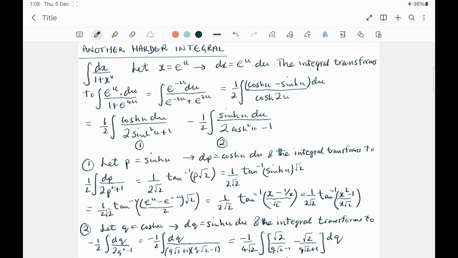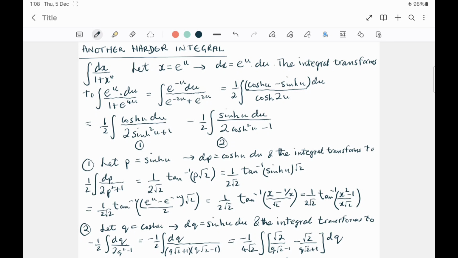so that dx equals e to the u du, and the integral will transform to the integral of e to the u du over 1 plus e to the power 4u. The next step, I've multiplied the numerator and the denominator by e to the power minus 2u to get the integral e to the minus u du over e to the minus 2u plus e to the power 2u.